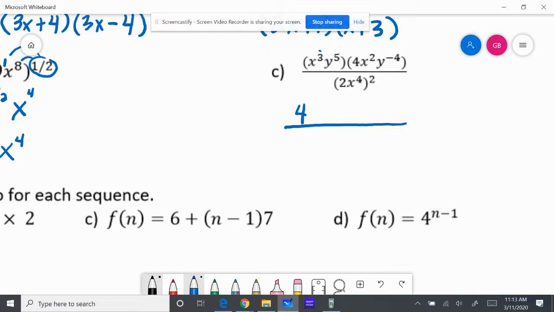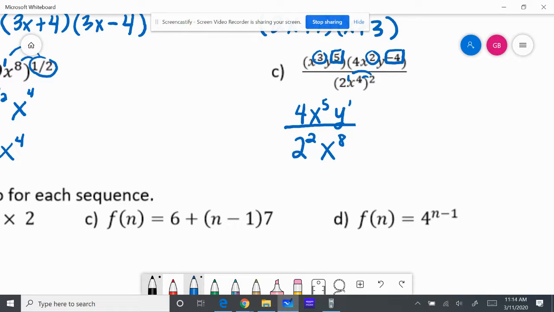x to the third power times x to the second power. You're going to add the exponents. That's x to the fifth. And then y to the fifth power times y to the negative 4 power. You add those exponents and you get y to the first. In the denominator, you're going to distribute the 2. So that turns into 2 to the second power, x to the eighth power.